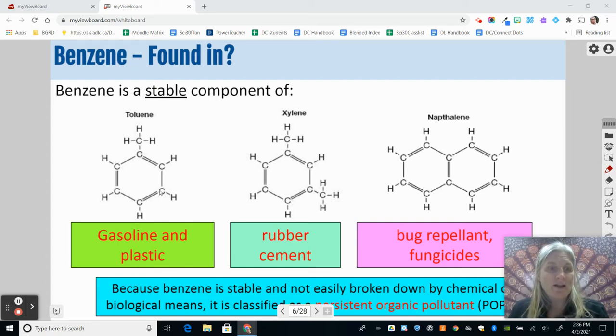So you'll find these things like toluene in gasoline and plastics. There's an example here of xylene, which is found in rubber and cements, and naphthalene. Look at this, there's 2 benzene rings. So you'll find this kind of compound in bug repellents or fungicides. Again, they're very stable, which is great for some things, but not great if you want them to be broken down and degrade in nature.